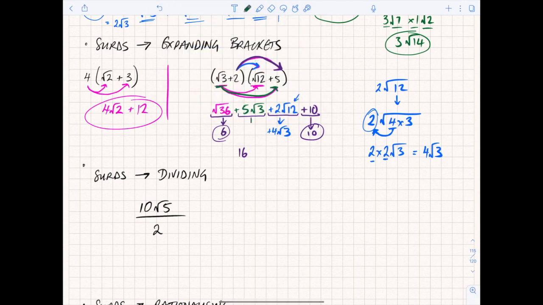So that 2 root 12 becomes plus 4 root 3. We bring down the 5 root 3 because we can't simplify that anymore. And now what you can see is they're both root 3s. So you're now saying 5 root 3 plus 4 root 3, which is 9 root 3. That would be my final answer. So the answer to root 3 plus 2 brackets root 12 plus 5 would be 16 plus 9 root 3. Okay, so just following that moon method as normal and following the same rules that we know about multiplying with surds.